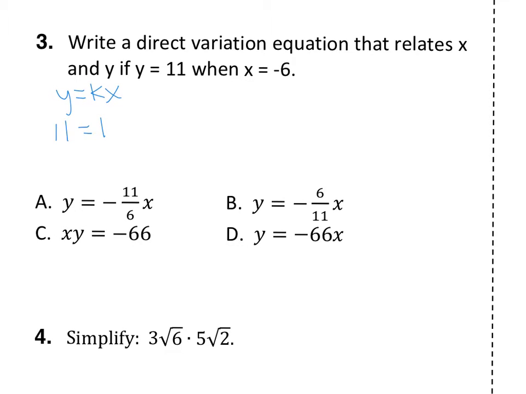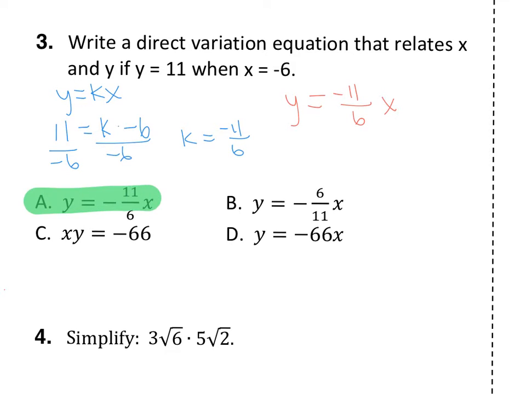So 11 equals k times negative 6, and solve for k. So I'm going to divide by negative 6. So k equals negative 11 sixths. So if I rewrite that into a direct variation equation, I get y equals negative 11 sixths x, which would be, here's our answer, letter A.